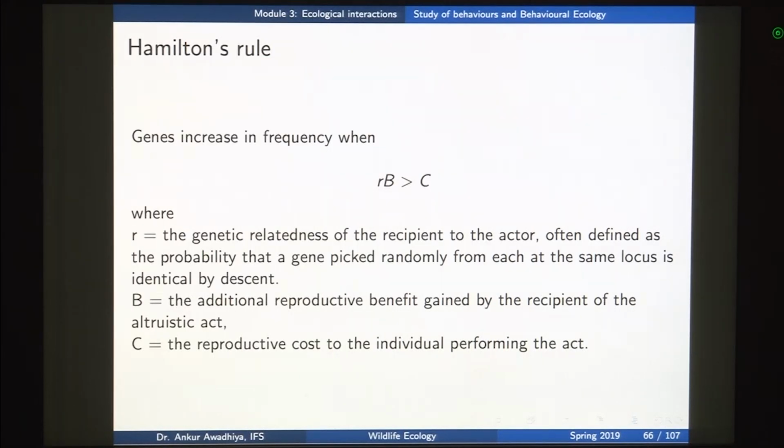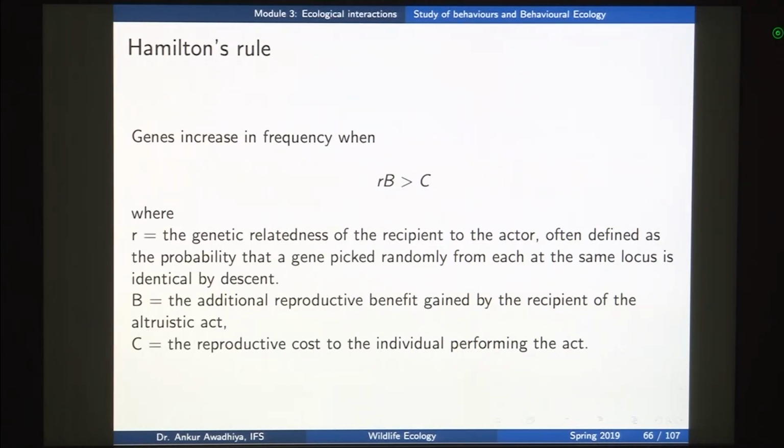Now, reproductive benefit that is gained by the recipient, by this we mean that when the ground squirrel made out the alarm call, the other members of the group were saved and they were able to reproduce, and their progeny was able to survive. So, that is the additional reproductive benefit that it got because there was one squirrel that sacrificed itself. If that squirrel had not given out the alarm call, which increases the chances of it getting sacrificed, then more and more members of the group would have been killed, and so their progeny would also be less.